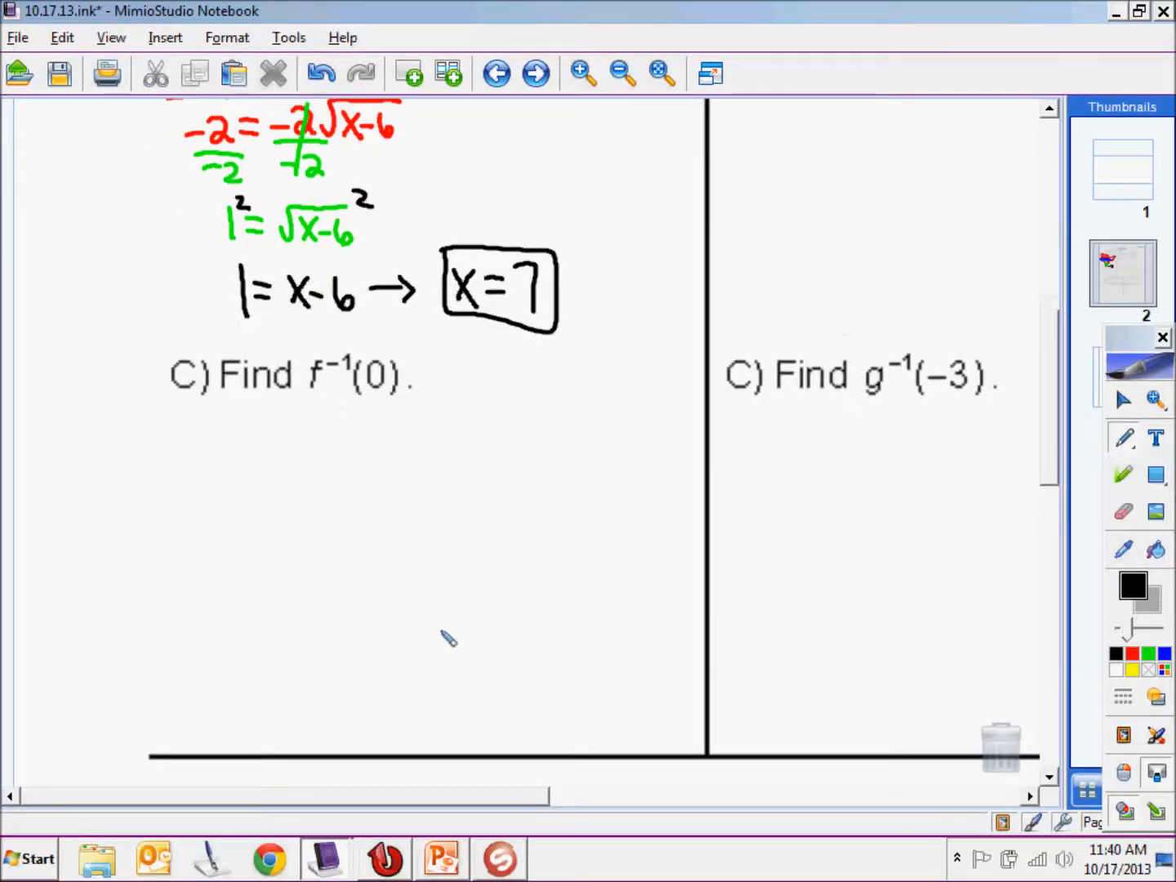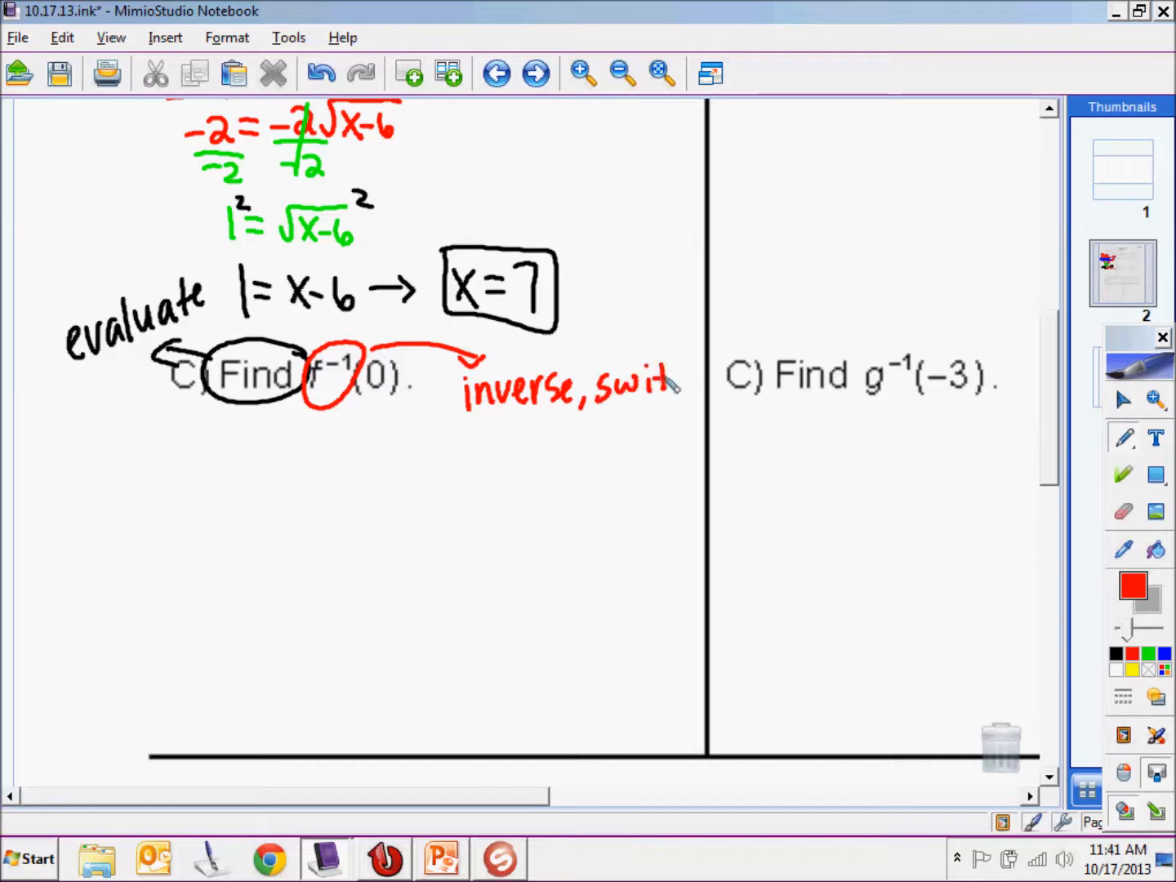So now we're going to go to find. When you see the word find, that's the equivalent form of evaluate. So evaluate means we do what again? We plug in for x. But notice we have a friend that we talked a little more about this year. Inverse. So before we plug in for x, we got to switch what? We have to switch x and y.